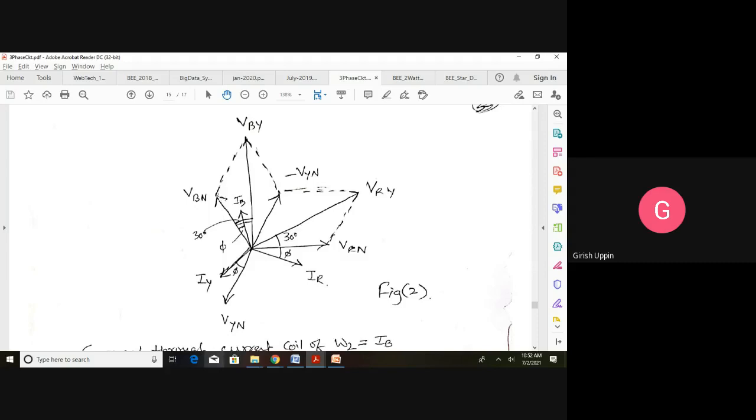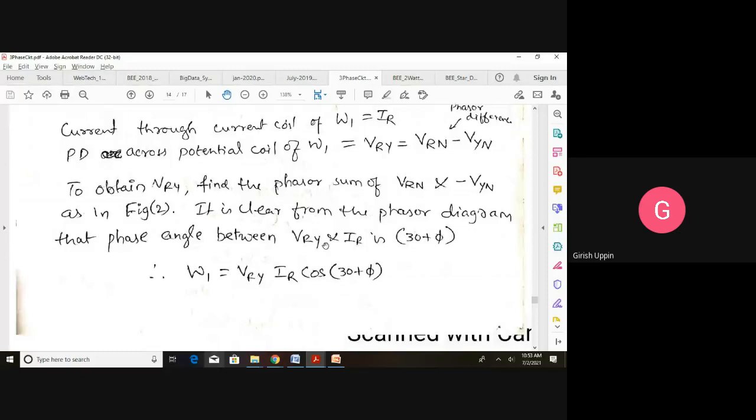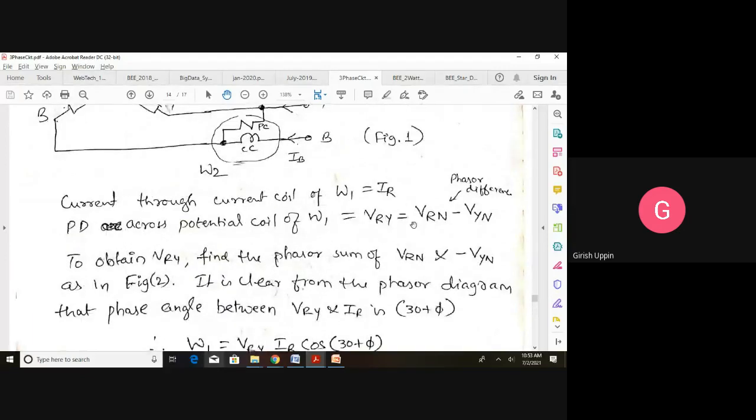Just see how I am showing. The angle between VBN and IB is phi. Now we have drawn VRN lagging current IR, VYN lagging current IY, and VBN lagging current IB. So this is how we should go progressively. Our phasor diagram is up to here now. Now we have to find VRY. So VRY is the phasor sum of VRN and minus VYN.